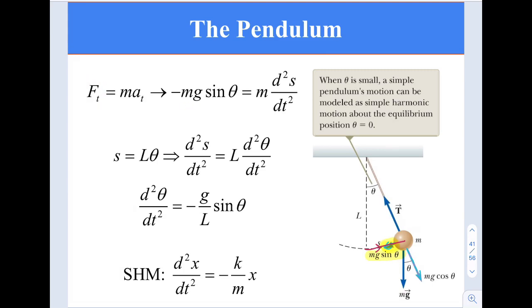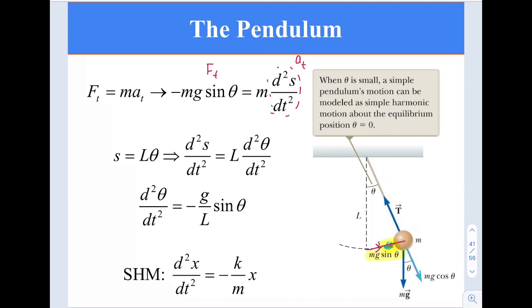What is our Ft? It's negative mg sin theta. Why is it negative? Because it is to the left. And not to forget, this is equivalent to m aT, the whole part here. So here is your Ft.